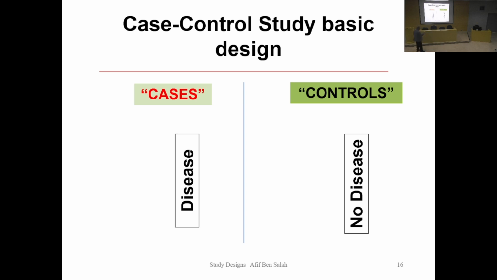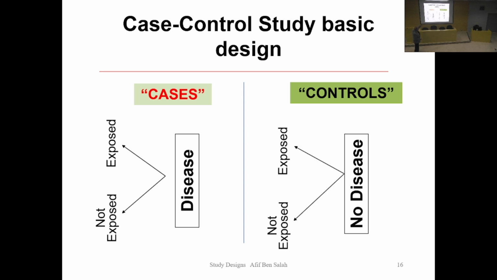So we ask about exposure among those who have the disease as well as those who do not have the disease. You remember this 2x2 table: A, B, C, D, exposed, non-exposed, cases, non-cases. You will end up counting A, C, B, and D. A plus C is the number of cases. B plus D is the number of controls.